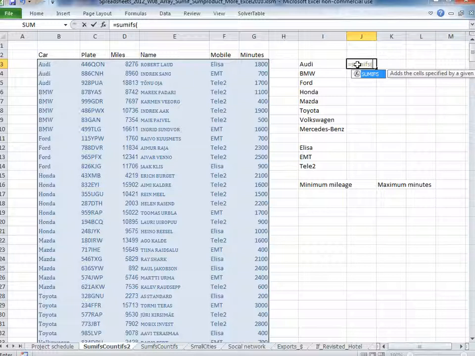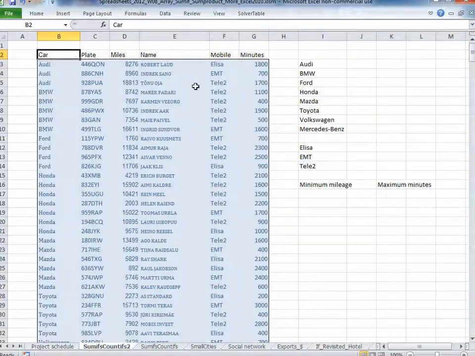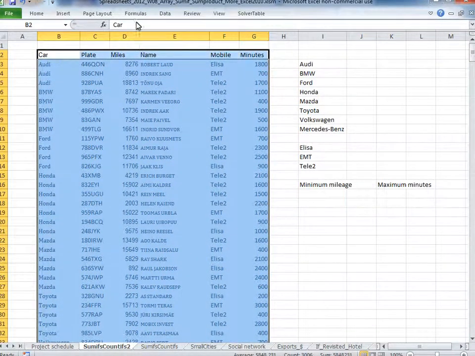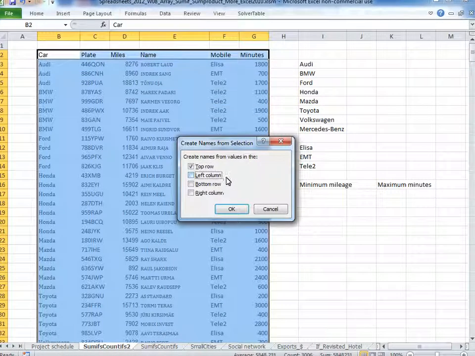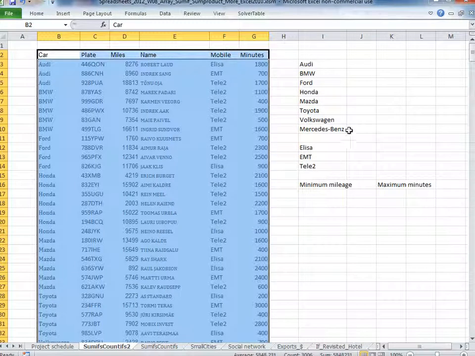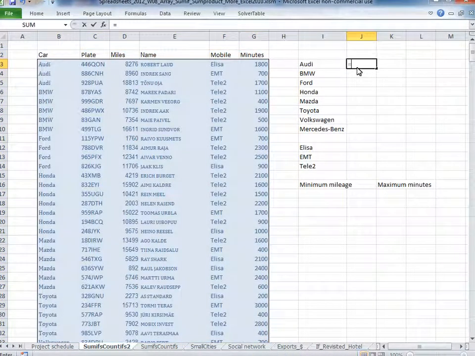And we want to at first give names here. So let's select the entire table. Let's click on it and press Ctrl Shift asterisk, and then Formulas, Create from Selection, and top row only, left column is not correct.